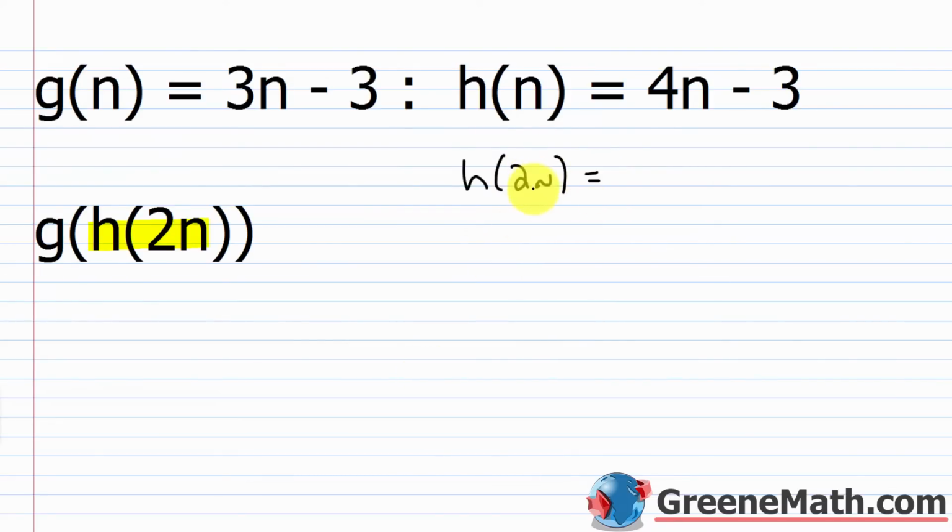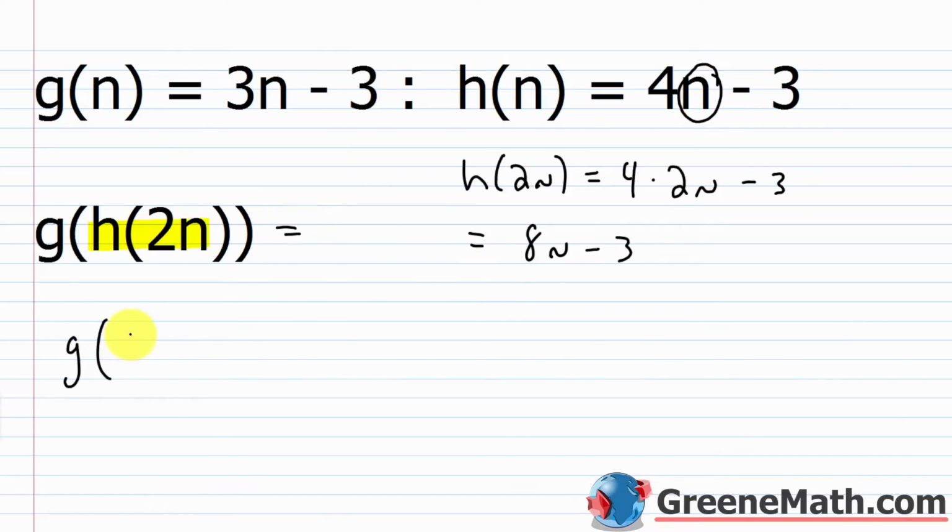It's asking me to plug in a 2n everywhere I see an n in this function h of n. So this would be 4 times, instead of n, I would have 2n, and then minus 3. So 4 times 2n is 8n, so you'd have 8n minus 3. So I know h of 2n is 8n minus 3. So I can really say that I want to find g of 8n minus 3. So what is that? Well, all I'm going to do is plug in an 8n minus 3 everywhere I see an n in g of n.